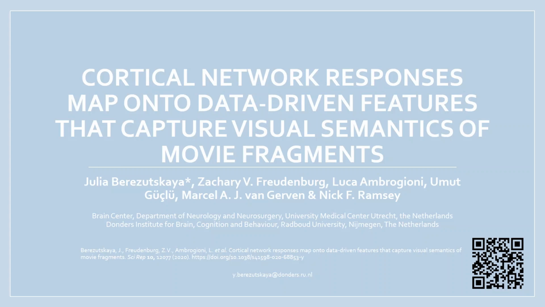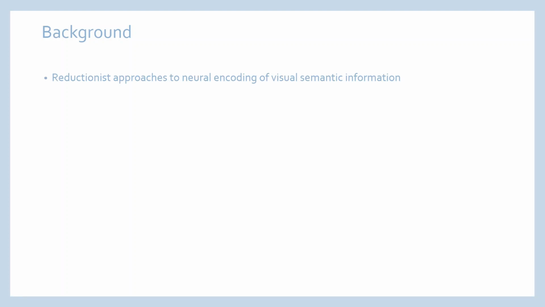Hello everyone, and welcome to this short presentation about mapping of cortical network responses onto data-driven features that capture visual semantics of movie fragments. The majority of studies on neural encoding of visual semantic information rely on reductionist approaches with carefully constructed sets of experimental materials and test designs. Undoubtedly, we have learned a lot about how the brain processes visual information from these studies.